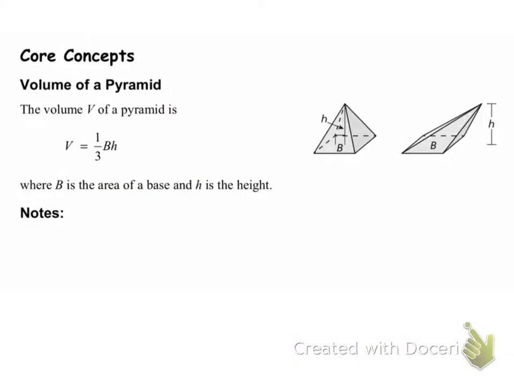Now here, volume of a pyramid means we need 3 pyramids to be equivalent to 1 prism. And for prisms, we already know the formula is base area times height. That's the volume for a prism. So we know that 3 pyramids are needed to fill a prism.